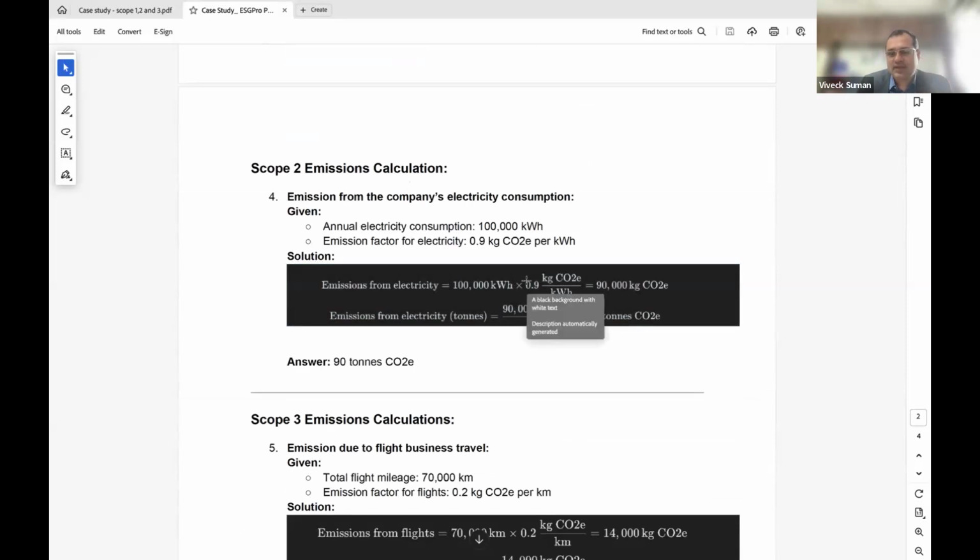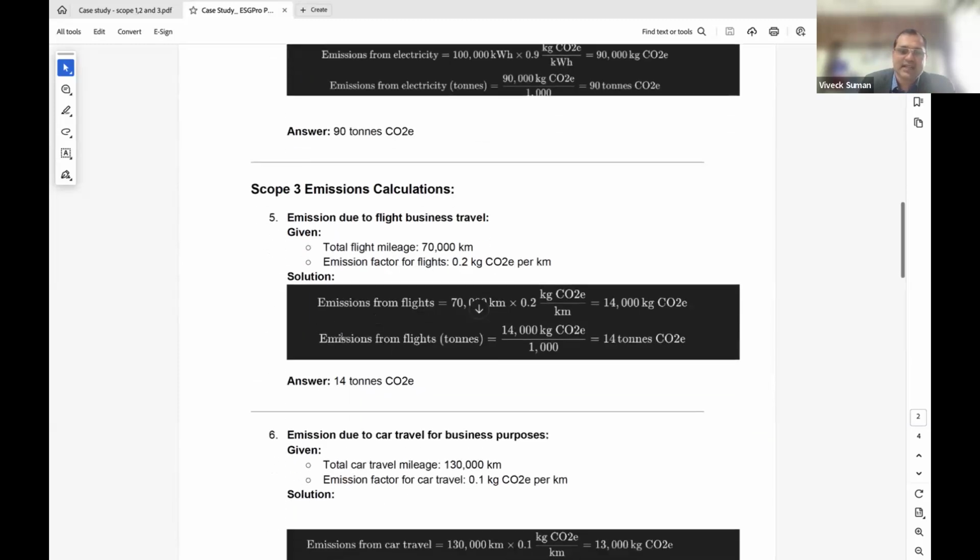Multiply by, again, you will check in DEFRA, CEA. CEA will be best for India. For Kenya, you have to find their local body who must have published. And we will find that for you if you need and send it to you. And that comes out to be 90,000 kgs. Convert into tons, you have 90 tons carbon dioxide equivalent.